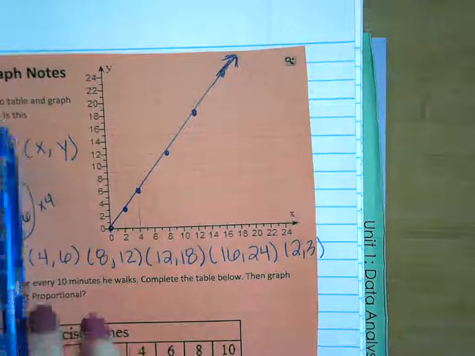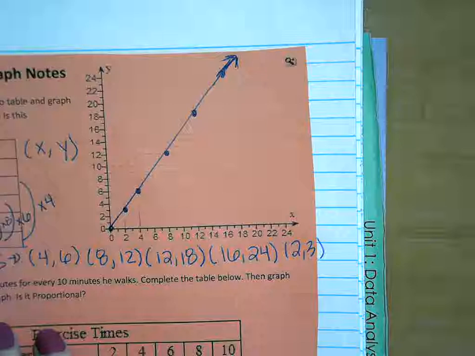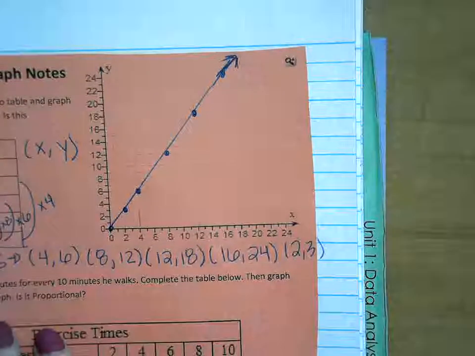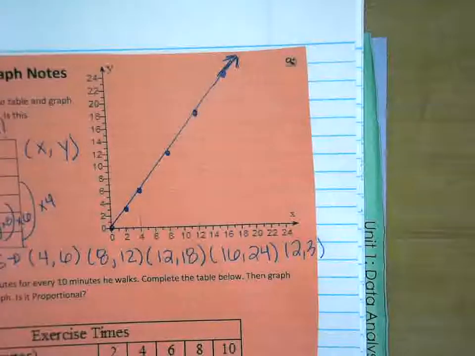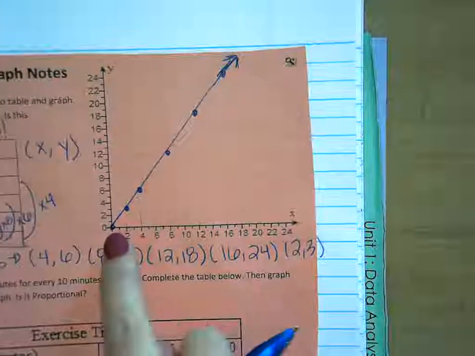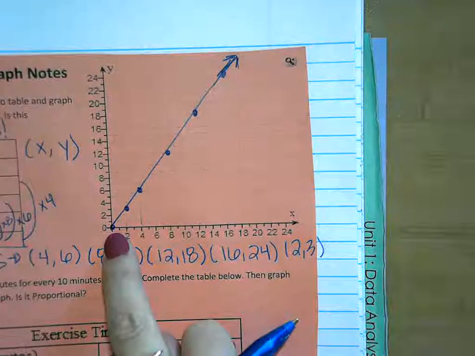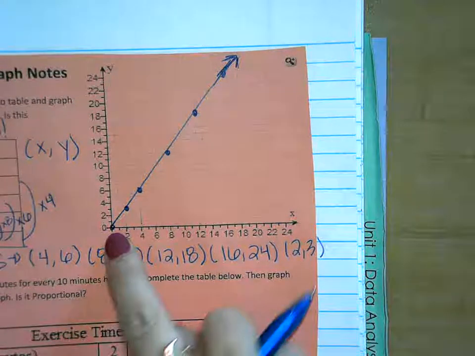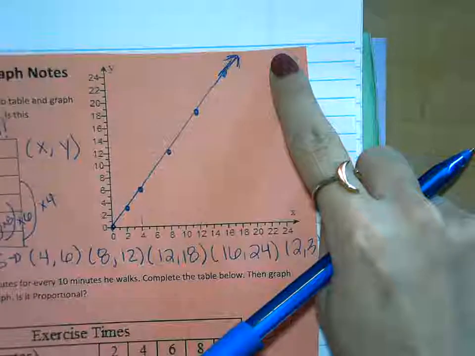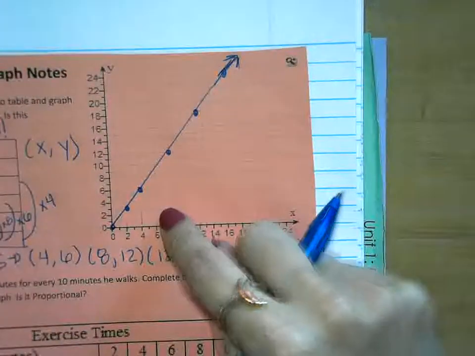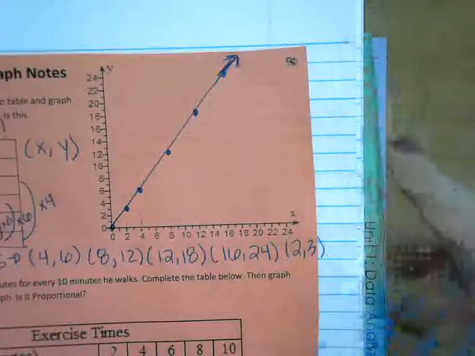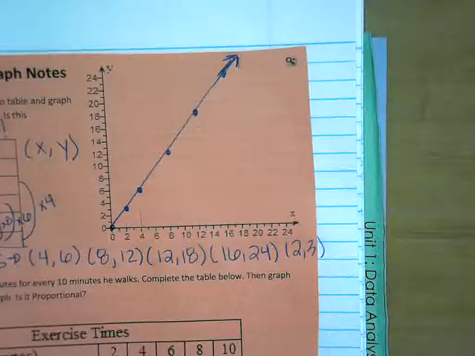So when it says, is this proportional? Yes. The answer is yes. And it is proportional for two reasons. One, it goes through that 0, 0 point. And two, it's a straight line. So if you have a line that goes through the 0, 0 and is a straight line, it is what we consider a proportional relationship.